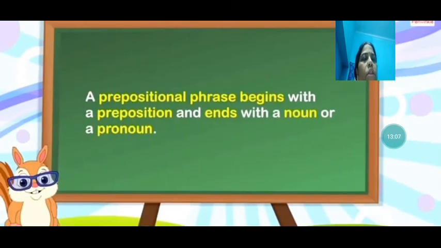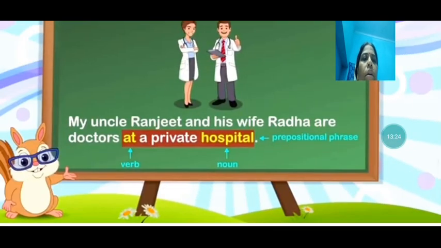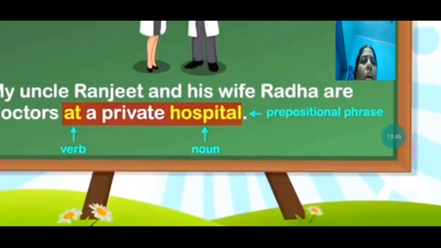A prepositional phrase begins with a preposition and ends with a noun or a pronoun. My uncle Ranjit and his wife Radha are doctors at a private hospital. So now what is a prepositional phrase in this? Here, at a private hospital. Why? Because at is a preposition. So at a private hospital is a prepositional phrase.